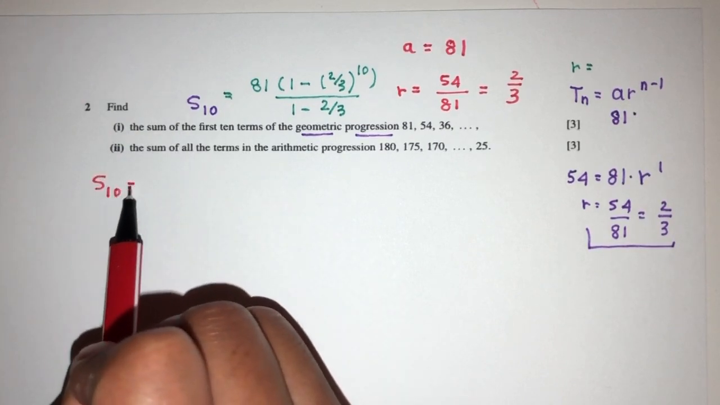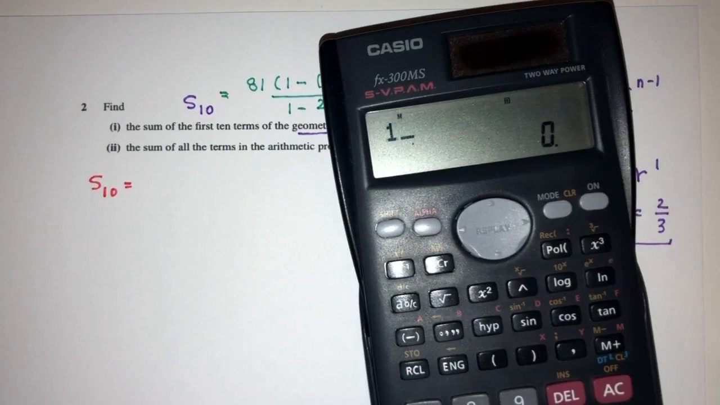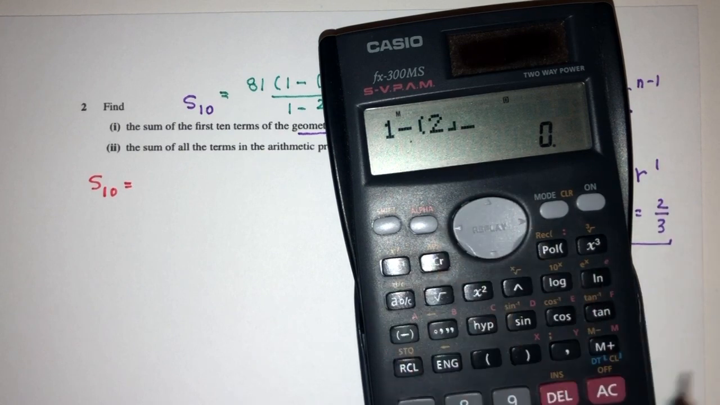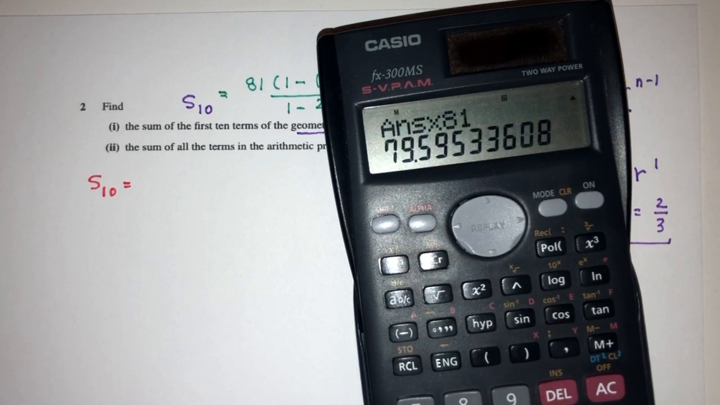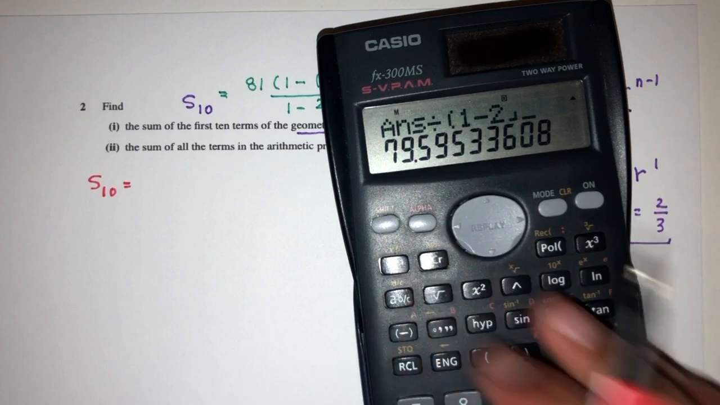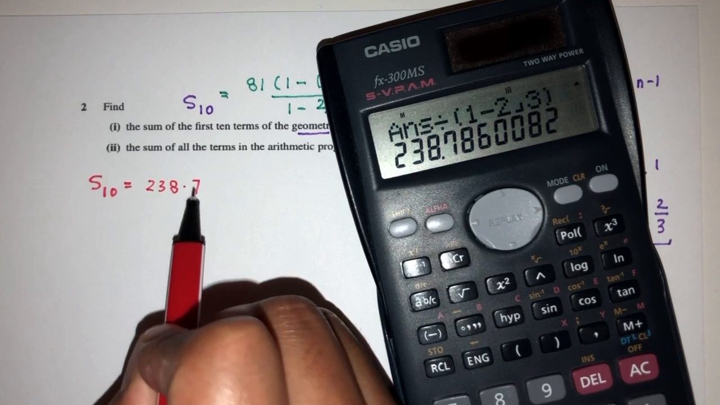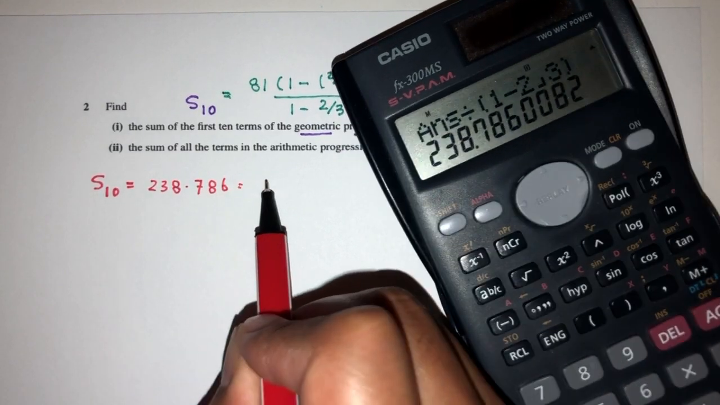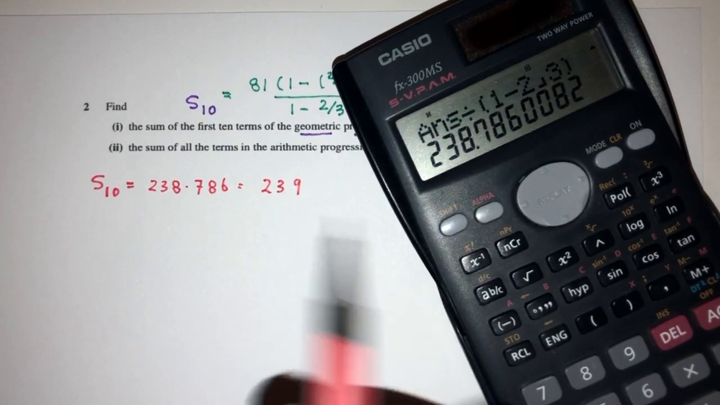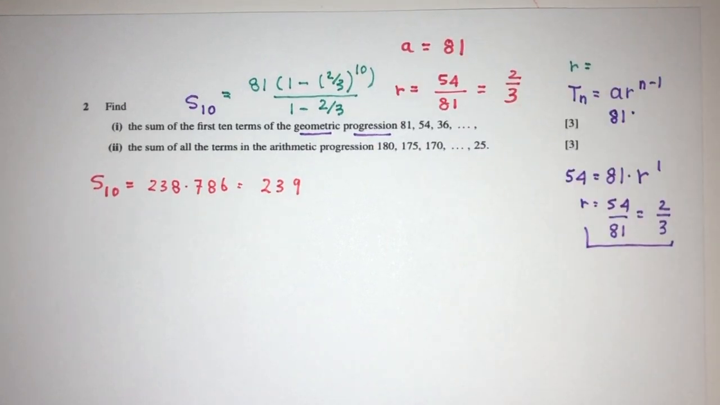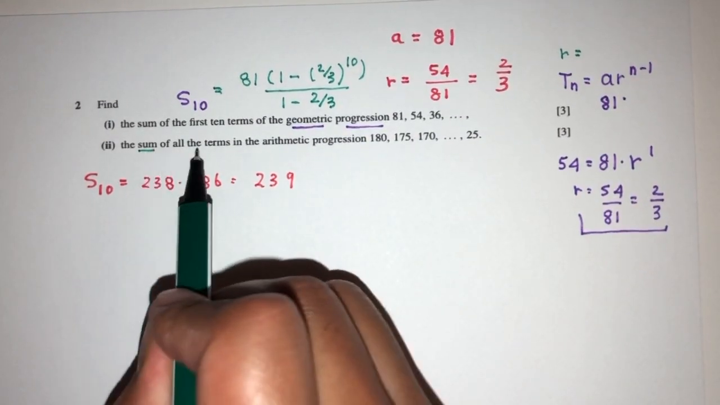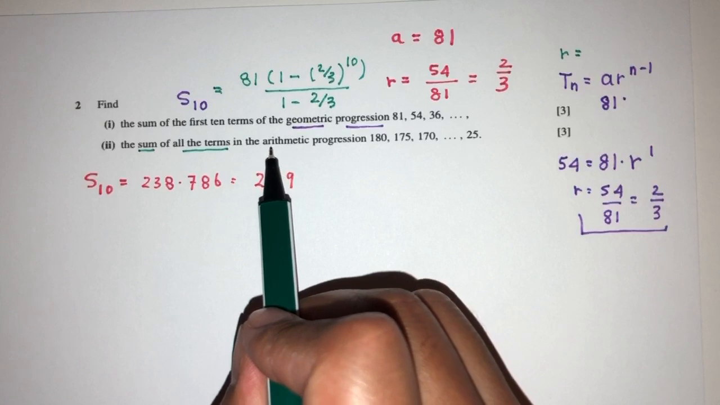Now, moving on. Sum of the first 10 terms, we just have to solve this. That will be 1 minus 2 over 3 power 10 times 81 divided by 1 minus 2 over 3. That will be 238.786. That will be what? 239, correct? 237.